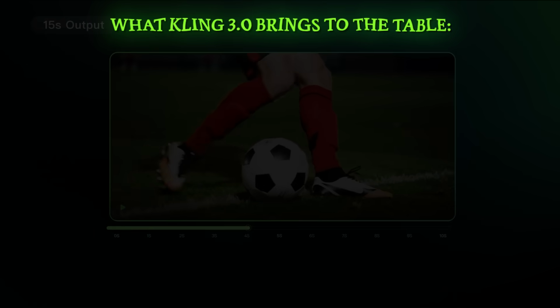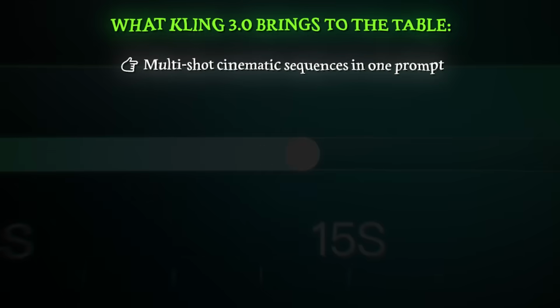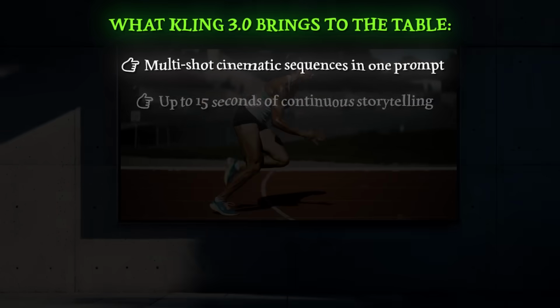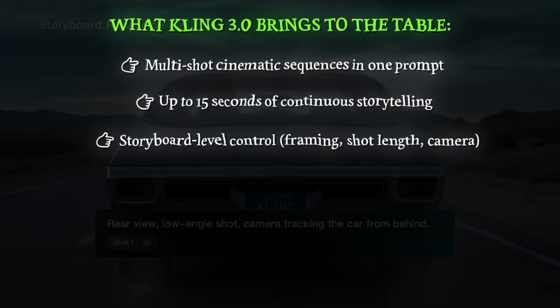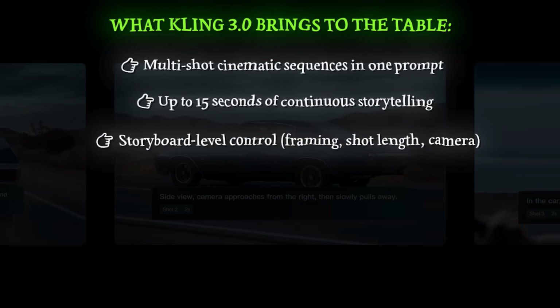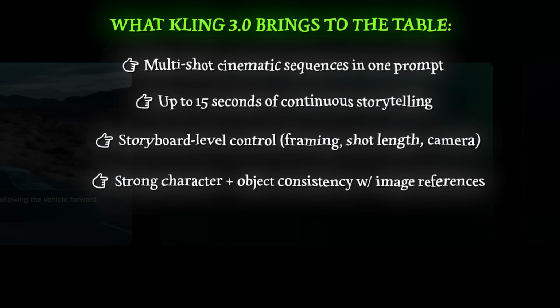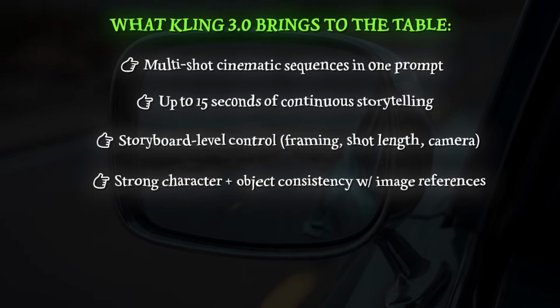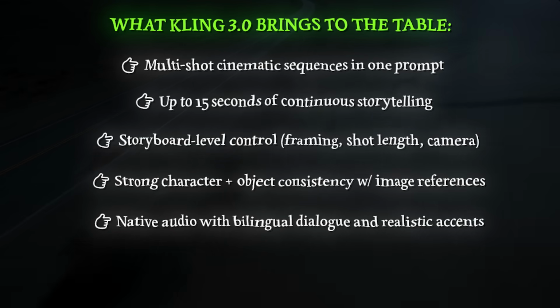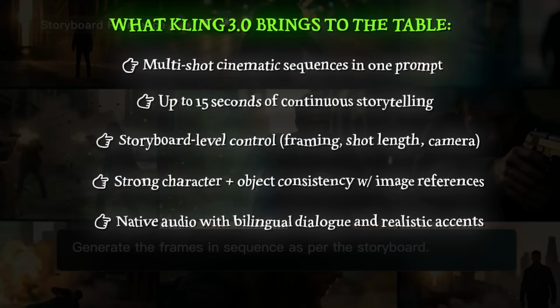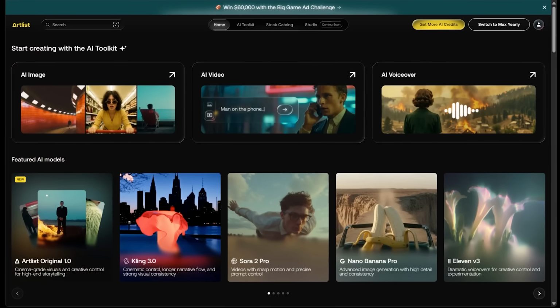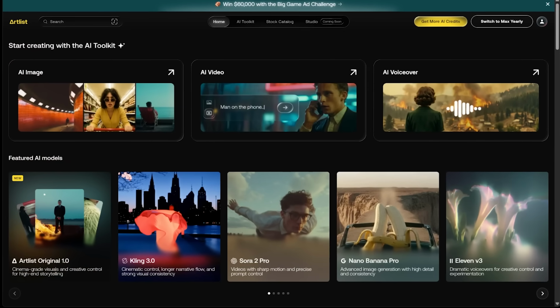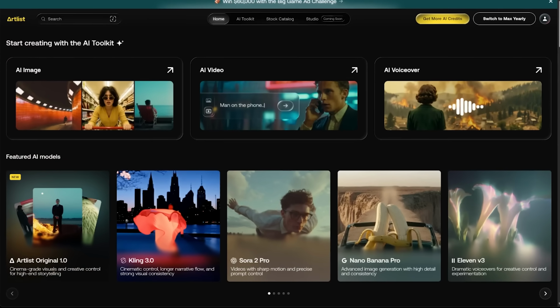So here's what Kling 3.0 brings to the table. Multi-shot cinematic sequences in one prompt, up to 15 seconds of continuous storytelling, storyboard level control over framing, shot length, and camera movement, strong character and object consistency using image references, native audio with bilingual dialogue and realistic accents, and stable lighting, realistic textures, and smooth color transitions. And the best part is you get immediate access to this model inside Artlist alongside all the other heavy hitter models on the market today.